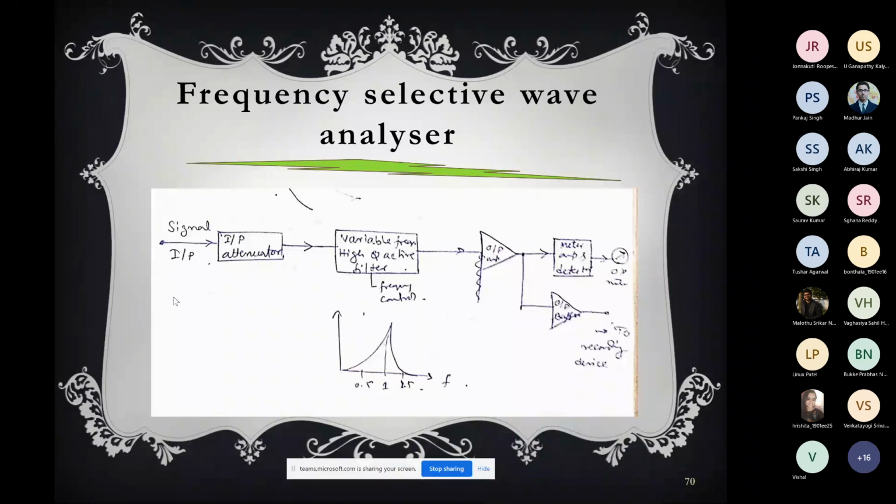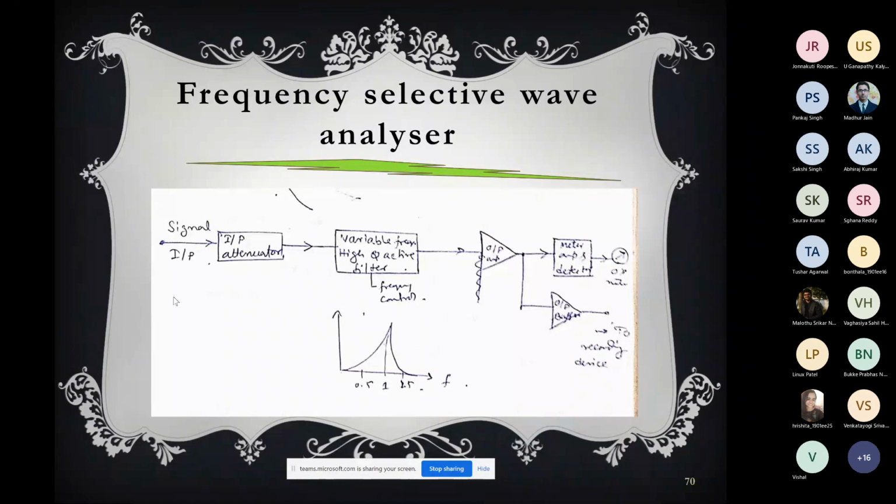Basically, the main thing required is that you need to have the frequency filter, and once you have the filtered signal, you can do the FFT, and then the output amplifier, and then it goes to the meter, and also it can go to the recording device so that it can record it. So this is called the frequency selective wave analyzer.